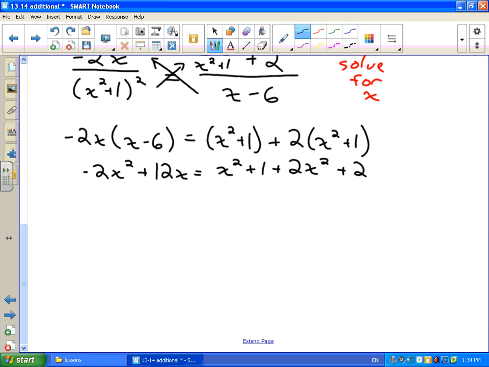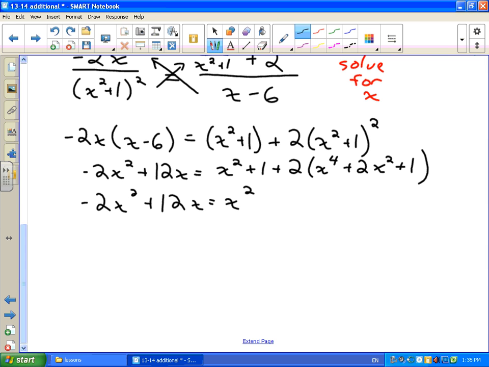And now I can start collecting my like terms. Oh, sorry, that should have been squared there. So I'm going to have to backtrack a little bit and square that. So that's going to be x to the 4th plus 2x squared plus 1. Sorry about that. So another line of expanding here: x squared plus 1 plus 2x to the 4th plus 4x squared plus 2.